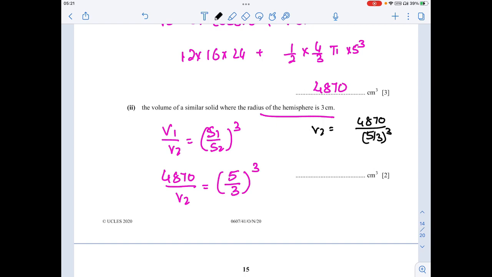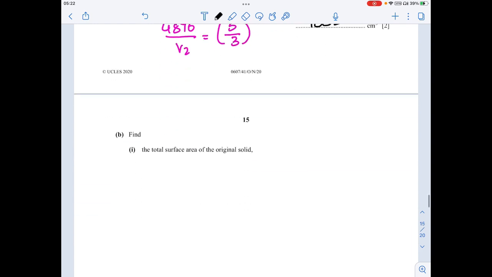So take the calculator and try to find it. 4870 divided by 5 upon 3 whole cube. When I do that, I should be getting 1051.92, or 1052 as the final answer.